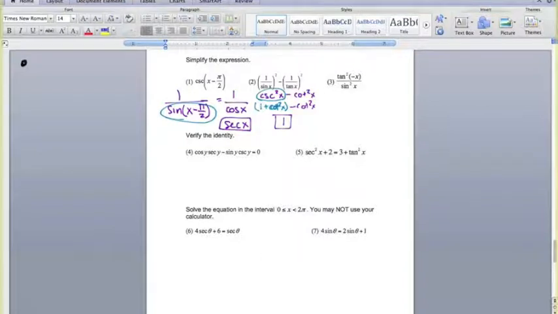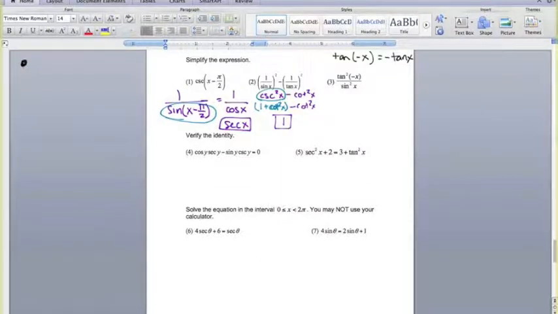For the third one, we have a group of identities that are called our negative angle identities. And they talk about what to do when we have a negative x in there. The one for tangent says that tangent of negative x is equal to a negative tangent x. But in this problem, we have something else kind of going on here because it's squared.